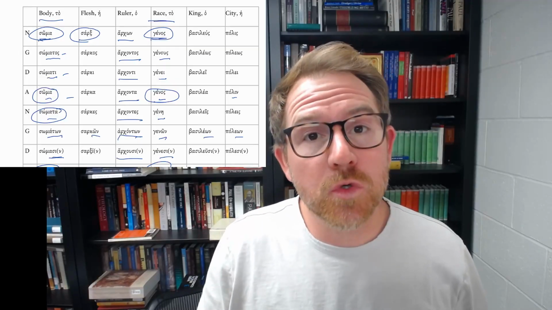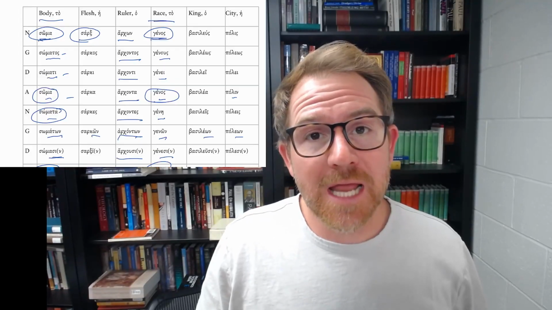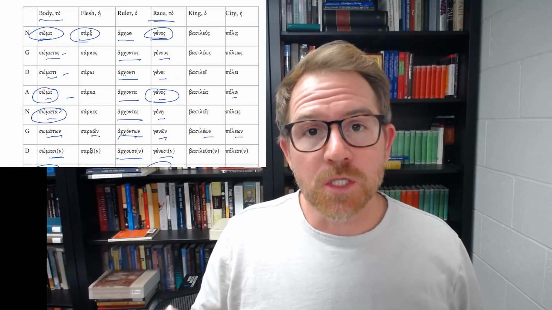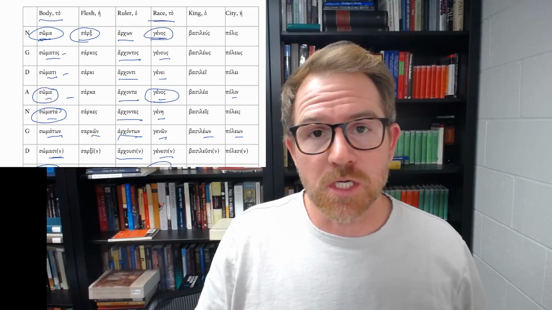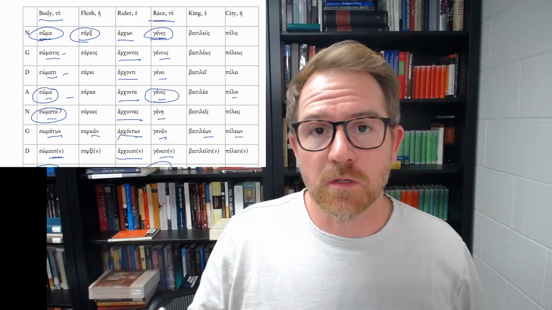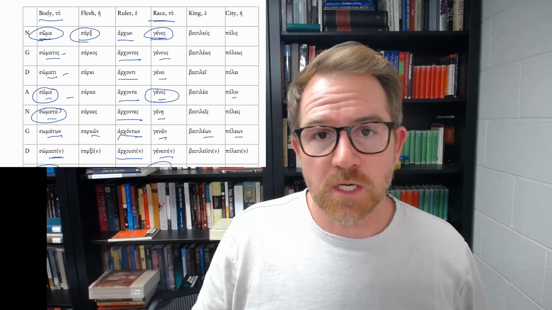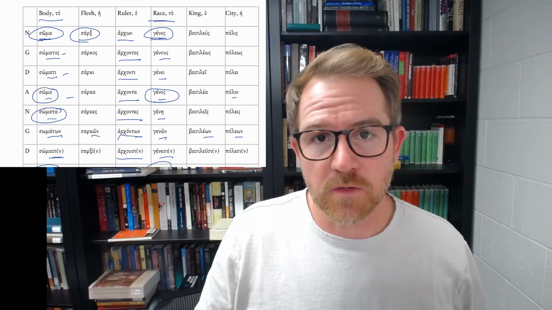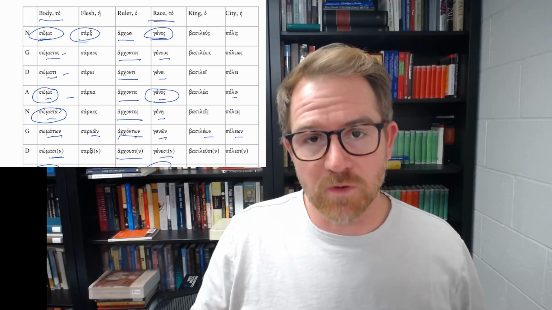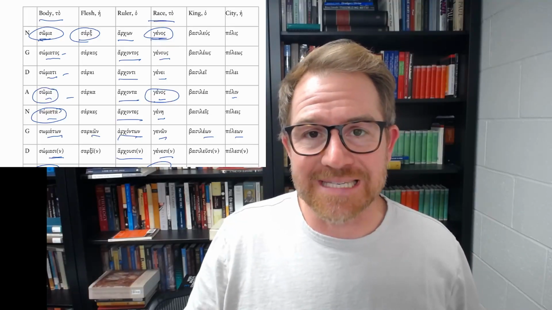But again, the good news: third declension nouns function just like first and second declension nouns. So nominatives are still nominatives, datives are still datives, genitives are still genitives, accusatives are still accusatives. They do all the same things that we've learned about how nouns work up until this point.